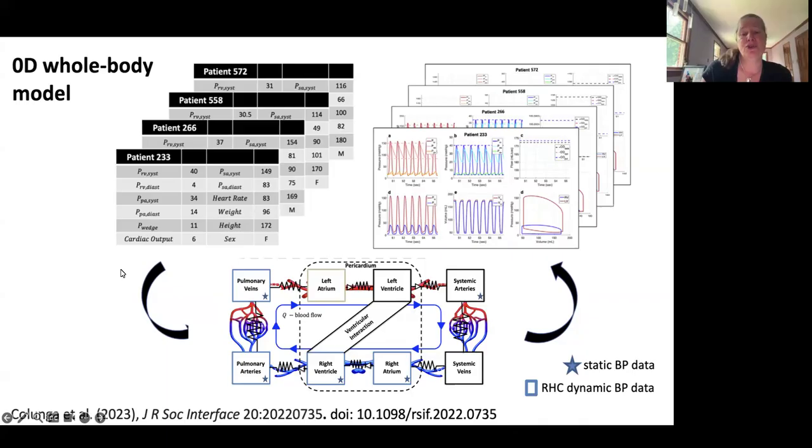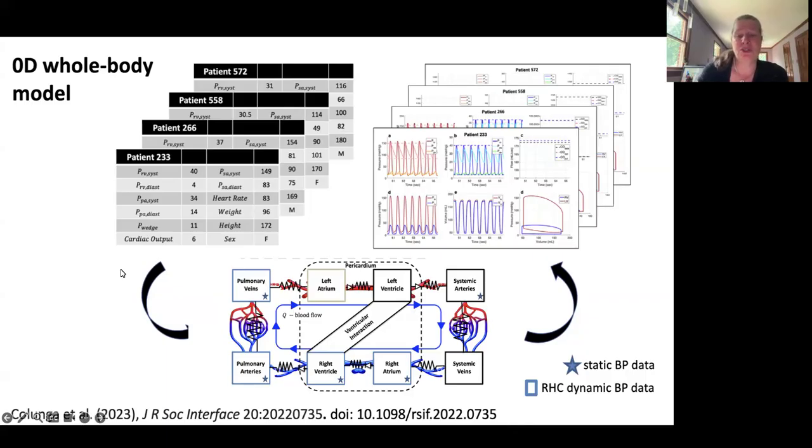So another way of looking at these things is doing 0D models. For the 1D models, we can get a lot of information about waveforms, flow prediction, and wave reflection, but it's hard to do for the whole system. So in this particular study, we were interested in looking at it from a system perspective, so we developed a circuit type model.